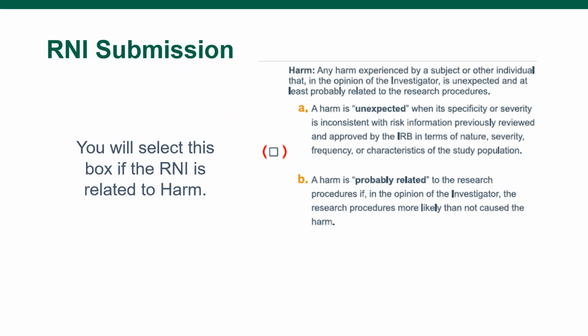You will select the harm box if the RNI is related to harm, such as any harm experienced by a subject that is unexpected and at least related to the research procedure. This is in the opinion of the PI. You can review the examples A through B to help you determine if the RNI is related to harm.